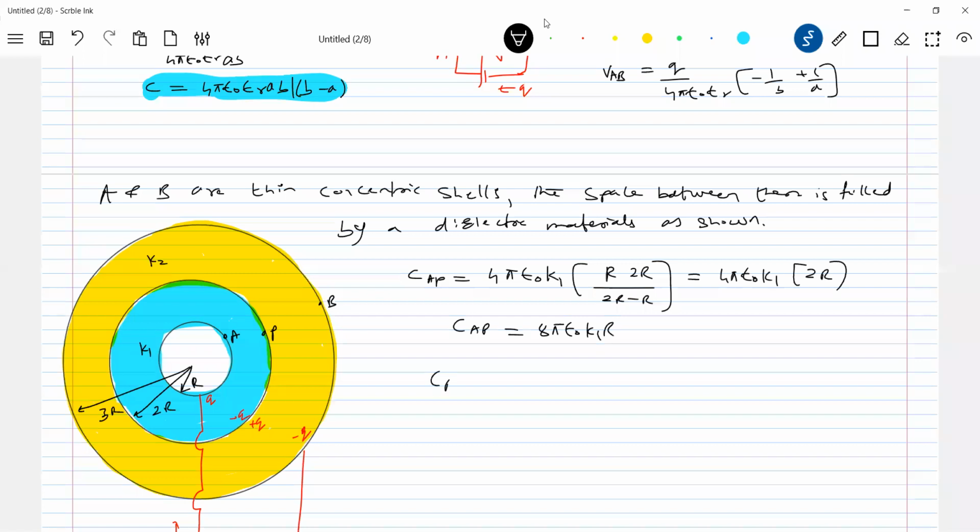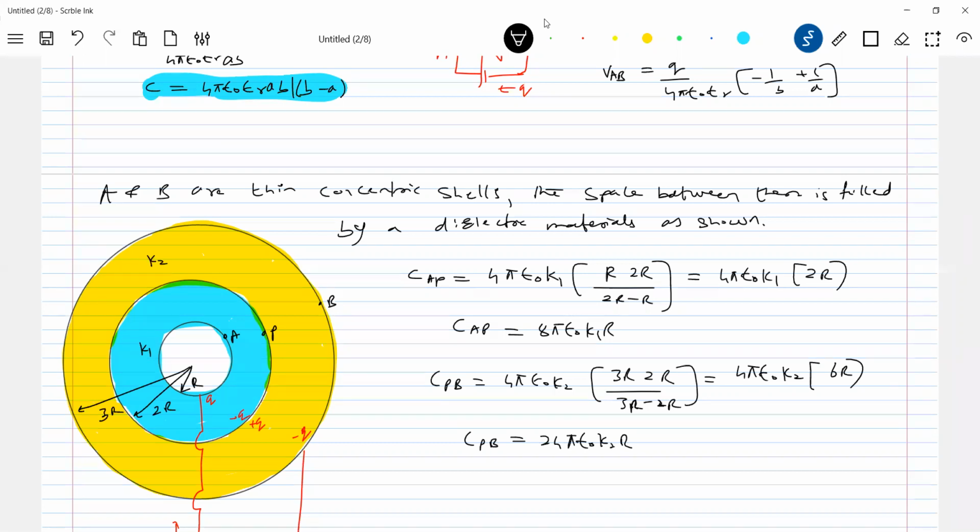Similarly, CPB, 3R, 2R, 3R minus 2R. So 4 pi epsilon naught K2, 6R it will be. So 24 pi epsilon naught K2R.